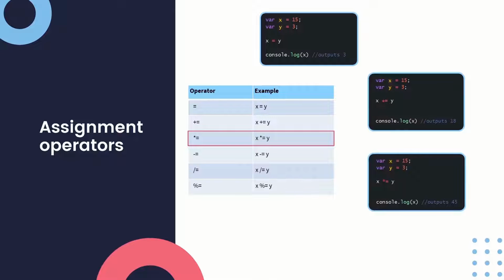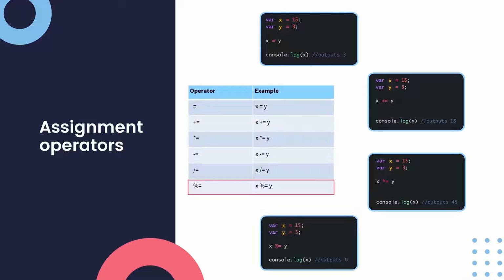And essentially what we are saying is x multiplied by y gives us the result, or the new result assigned to x, which outputs 45. And then lastly, we can also perform an assignment operation using modulus. And in our example here, we are setting x equal to the result of dividing x by y, which gives us 0, because there is no remainder after dividing 15 by 3.